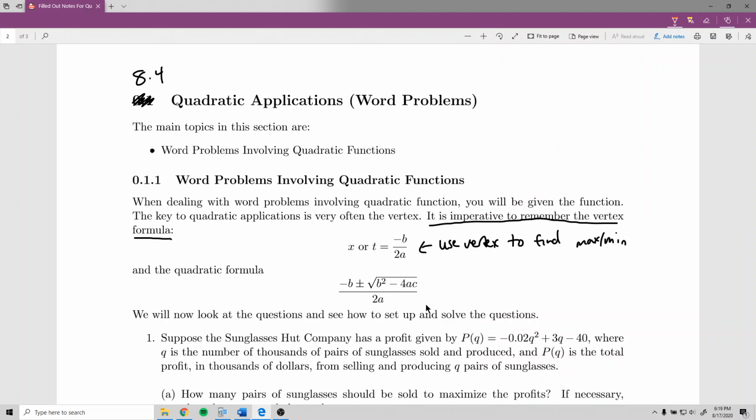Now, the other thing you might use quite a bit is the quadratic formula. You probably won't get anything you can factor in this section. The quadratic formula will pop up to solve any question that's not finding the maximum or minimum. But in these, you are going to have to plug in something, set it up correctly. So we'll see how that works.